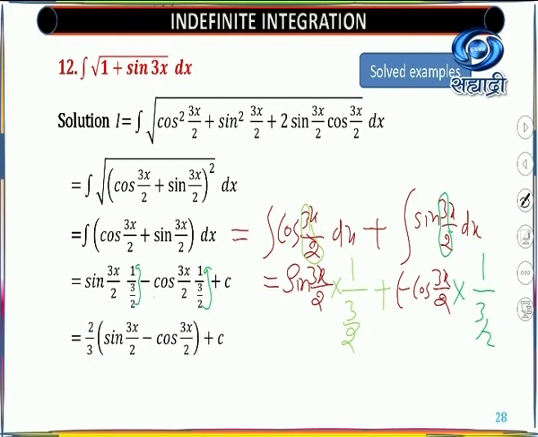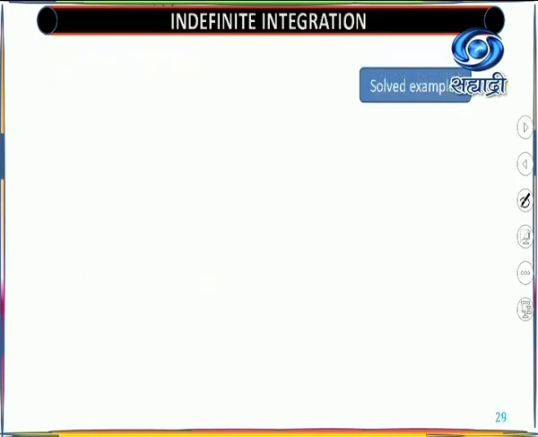It will be the next step. The next step is 2 upon 3 is here, 2 upon 3 is there. You are able to take that common. So 2 upon 3 into sin 3x by 2 minus cos 3x by 2 plus the constant of integration. This is your final value, or final integration, for the given example.